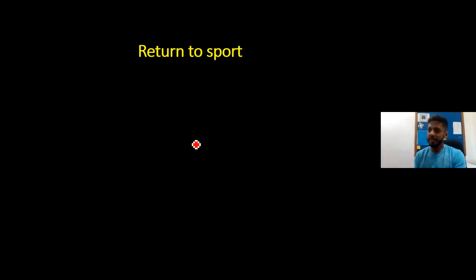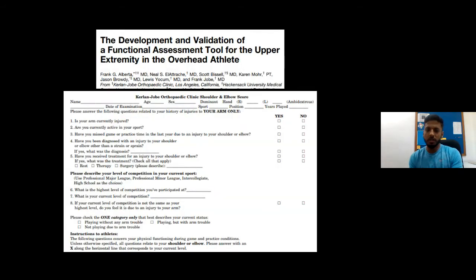So there are certain return to sport test batteries which we usually use, and there are also some outcome measures we follow. Functional assessment tools for the upper extremity. We use the QuickDASH score, the disability index. Then we use this also, and recently they have said that it is reliable and valid, and it is mainly used for people involved in overhead sport.